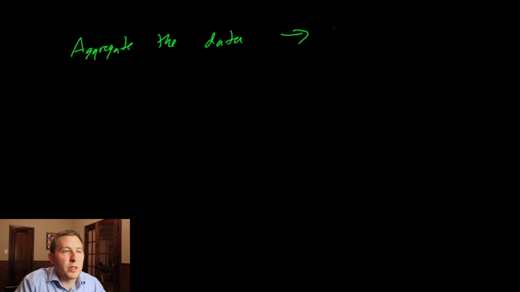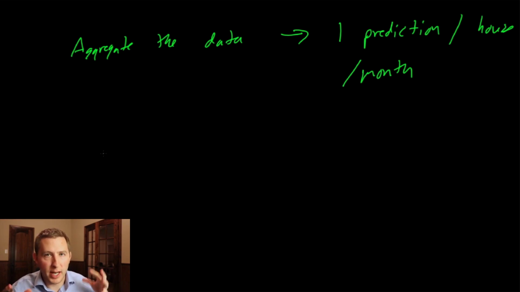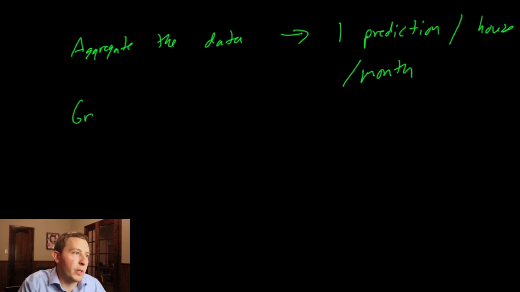And so we're still going to get one prediction per house per month, or per day, or per whatever you're trying to get this to. But what we're going to do is start aggregating and treating a lot of these houses as the same. Now, this is a challenging issue in itself, and you have to really work with this. One way to do this is trying to group houses. And so we can do grouping.